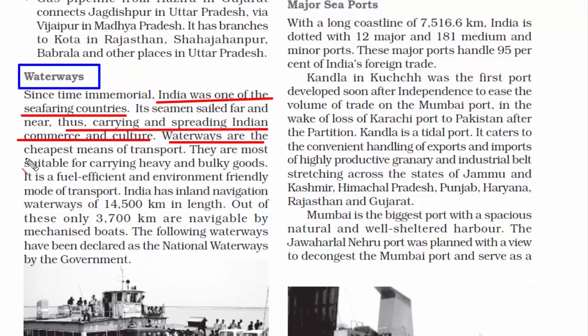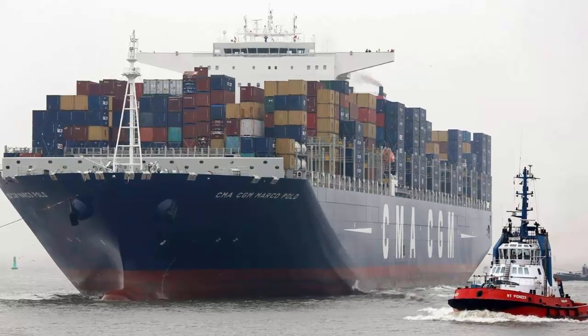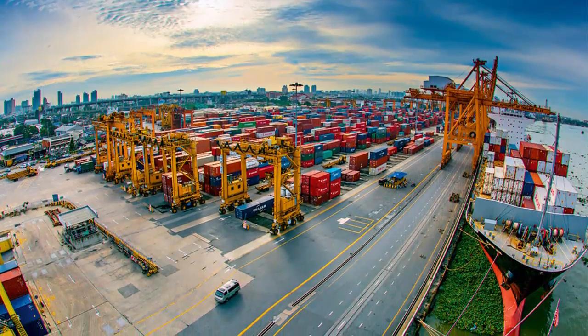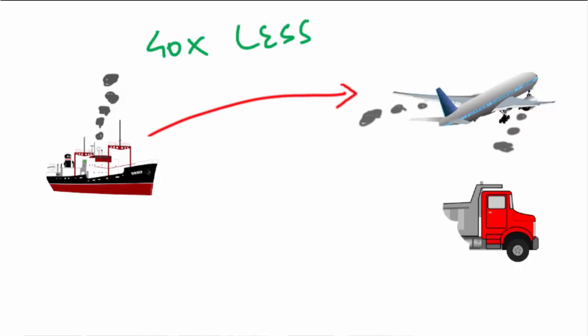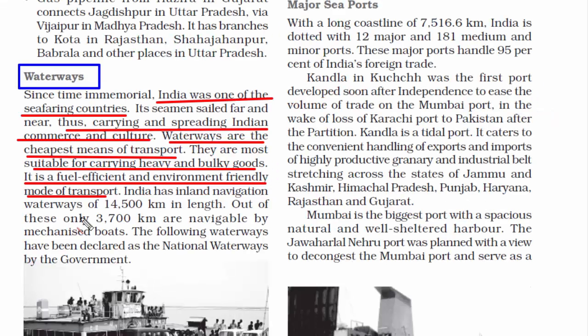Now waterways are the cheapest means of transport and they are most suitable for carrying heavy and bulky goods. It is a fuel efficient and environment friendly mode of transport. There is an estimation that container ships emit roughly 40 times less carbon dioxide than large goods aircraft, and of course 3 times less than large trucks. So ships are energy efficient. However, the shipping industry faces its own fair share of problems, with large amounts of polluting fuels being pumped into the seas by container ships.